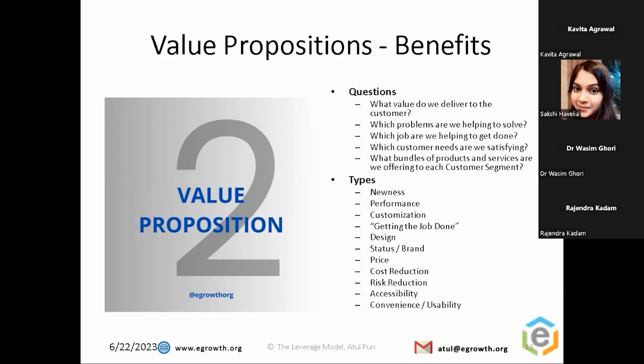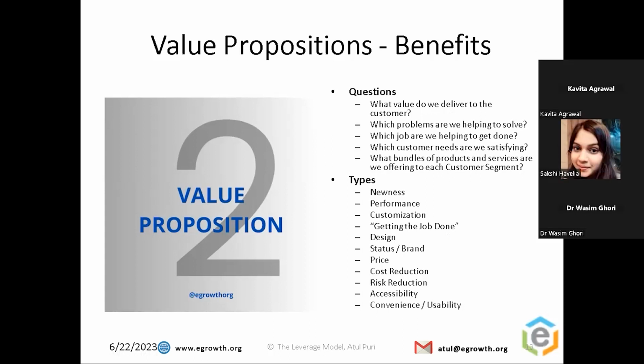Now, some of the value propositions could be novelty, newness, performance. My product, my service helps you increase your performance. There could be customization, right? Then getting a job done. The customer looks at us because there is a job to be done. A person is looking at a car because he wants to travel from point A to point B. So the job is transit.